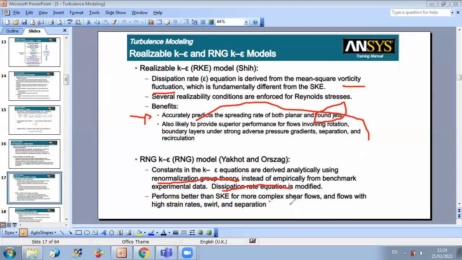So whenever you have complex shear applications, it's suggested to use the renormalized group, and also for flows with high strain rates, swirl effects, and separation. So depending on the application you have, you can select the model, and sometimes we can do a comparison. If you have a problem, you can compare the different models by simulation. And if you have, let's say, experimental data or literature data, you can compare with it to know which one of these turbulent models will perform in a better way.